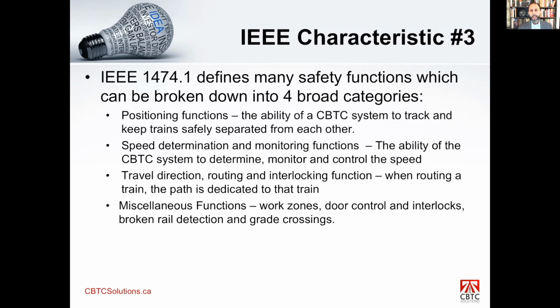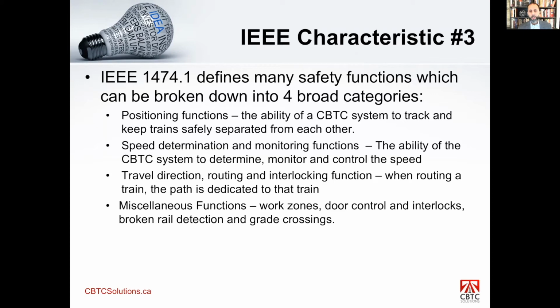And IEEE has broken this down into 4 broad categories. Now, I've categorized these; IEEE doesn't say it. They basically list all the functions you have to do, but I've coupled them into 4 broad categories. The first is positioning, the ability of the system to track the train safely and be aware of where all the trains are within the system itself. Determine the speed of the train and monitor it. If it exceeds the speed limit of the track, be able to stop it.